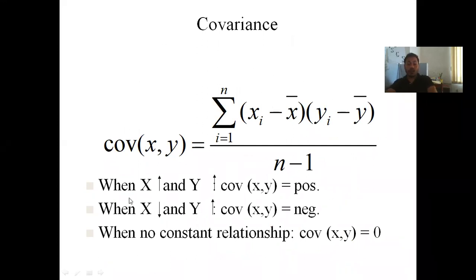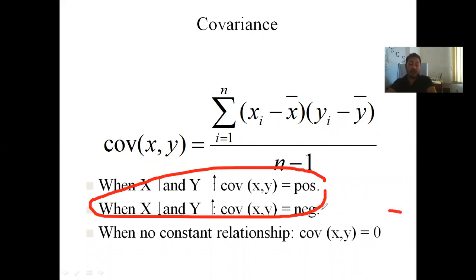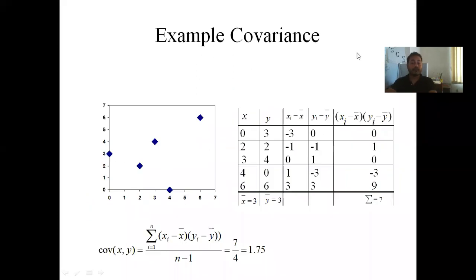This is the equation. See, when x increases and y increases, then covariance of xy is positive. When x decreases but y increases, then covariance of xy will be what? Negative. If there is no constant relationship, then the covariance of x and y will be 0. Is it clear to everyone?